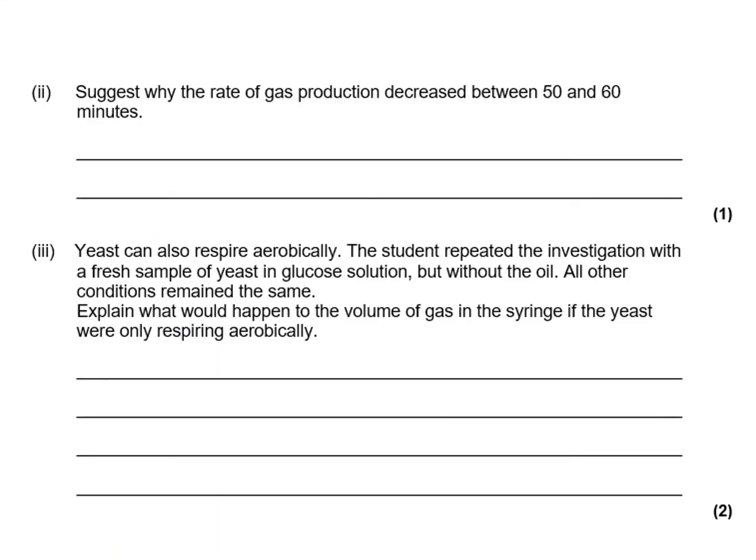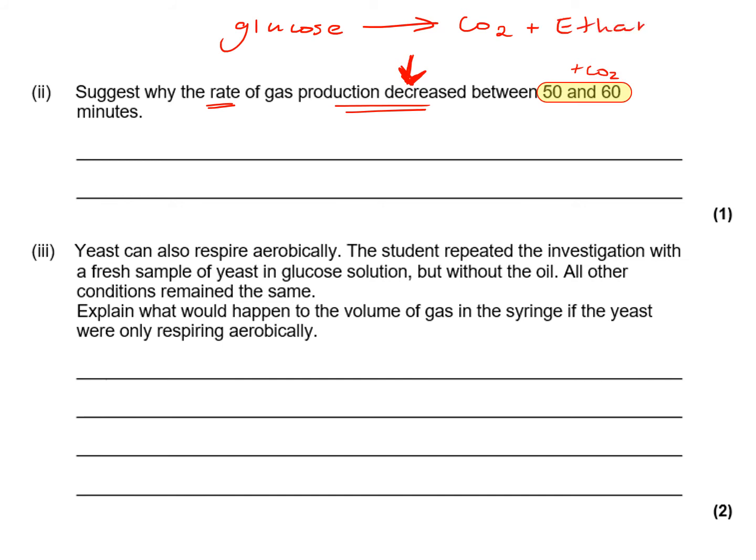So suggest why the rates of gas production decreased between 50 and 60 minutes. If you actually look at the total volume of CO2 gas being produced, there is an increase in CO2 gas between 50 and 60 minutes, but the rate of its production is lower or slower compared to earlier in the investigation. So we know that glucose is the starting molecule for respiration, and in anaerobic, like we said earlier, we get CO2 gas and ethanol inside yeast cells.